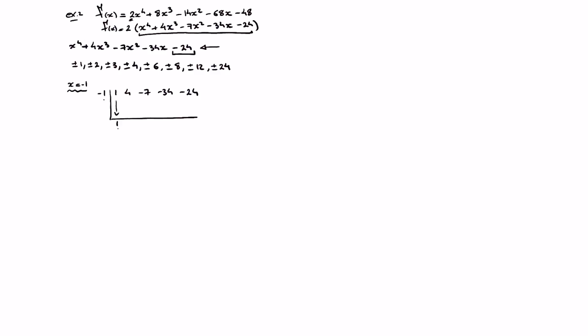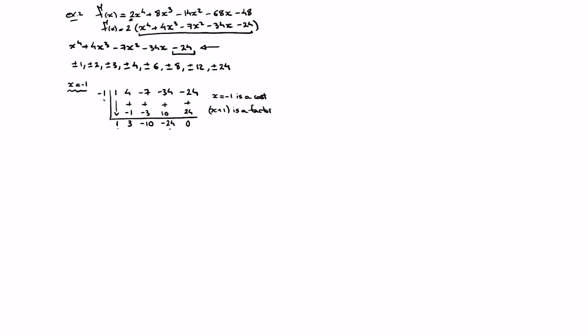Now, negative 1 times 1 is negative 1. 4 plus negative 1 is 3. Negative 1 times 3 is negative 3. Negative 7 plus negative 3 is negative 10. Negative 1 times negative 10 is 10. Negative 34 plus 10 is negative 24. Negative 1 times negative 24 is 24. And finally, negative 24 plus 24 is 0. So, x equals negative 1 is a root, and therefore, x plus 1 is a factor.